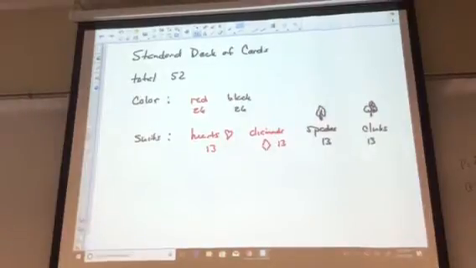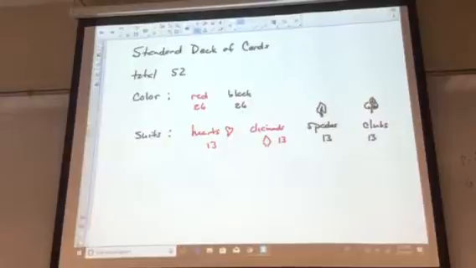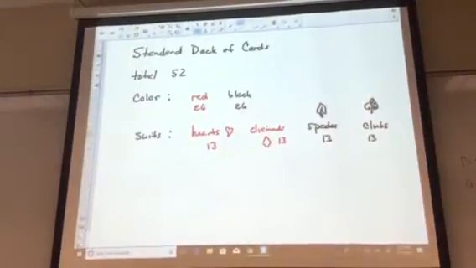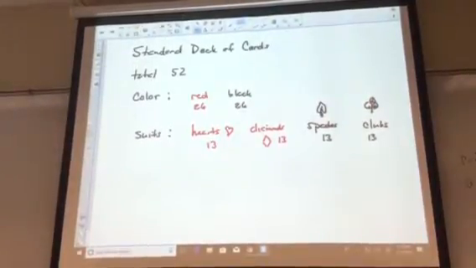None of the red cards share anything in common with the black cards. None of the hearts share anything in common with the red cards. Excuse me, they do too. They share things in common with the red cards. Okay. None of the hearts share anything in common with the clubs or diamonds or whatnot.